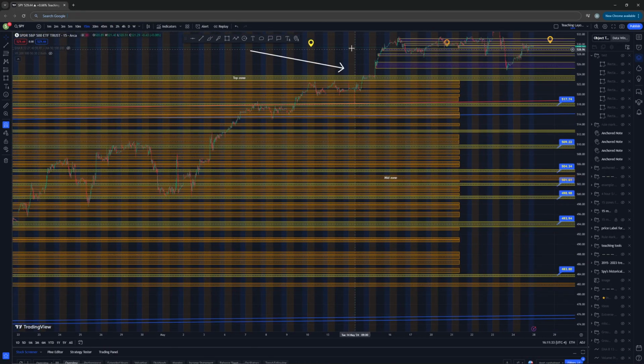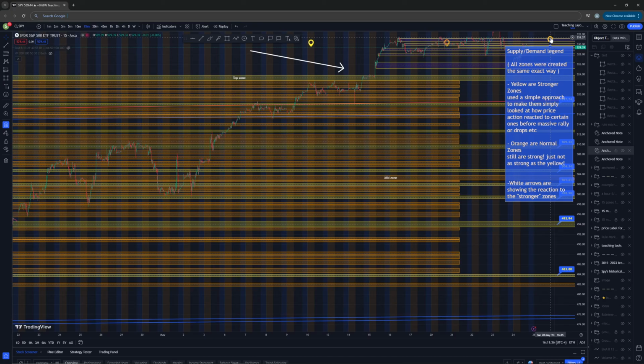You might ask, how do I have green zones or orange zones and yellow zones, right? What's the difference? If you look right here on the right side, you would see that all zones were created the same exact way. Yellow are just stronger zones. I use a simple approach to make them stronger, and the reason for them being stronger was really simple. I just looked at the price action and see how it rallied and how it jumped on them before, like massive jumps or massive drops. I just see how I used it. And then for the orange ones, they're still the same thing. They're still strong, but not as strong as the yellow, right?